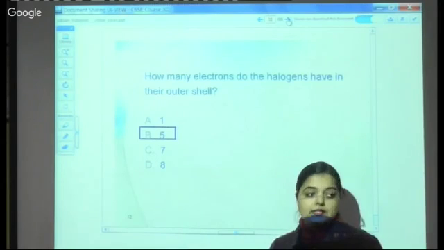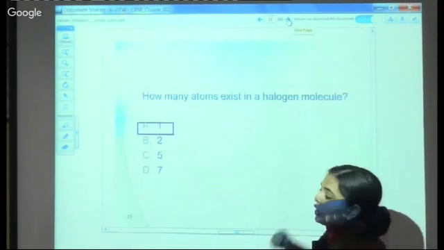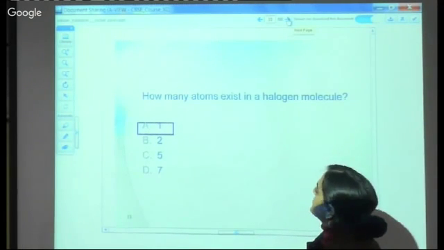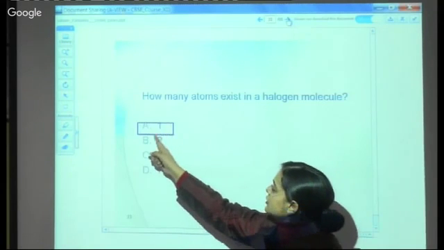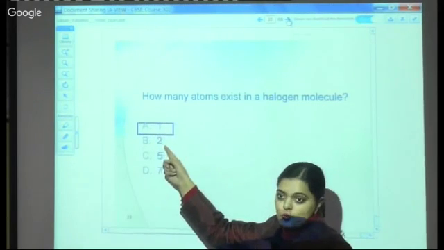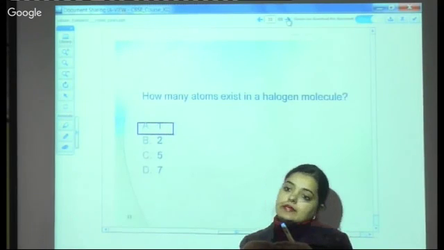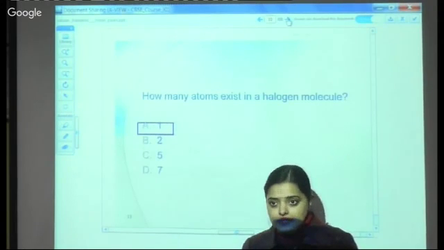Next slide, please. How many atoms exist in halogen molecules? This answer is not marked correctly. It should be 2, because they can form a covalent bond in a molecule, and there can be Cl2, Br2, all those kinds of elements. Next slide.